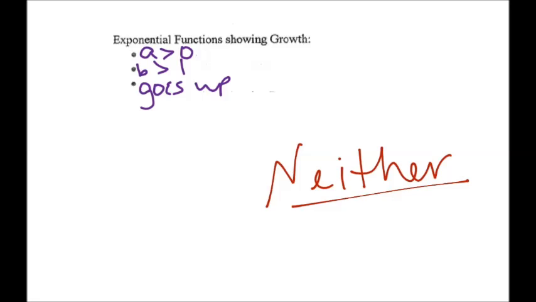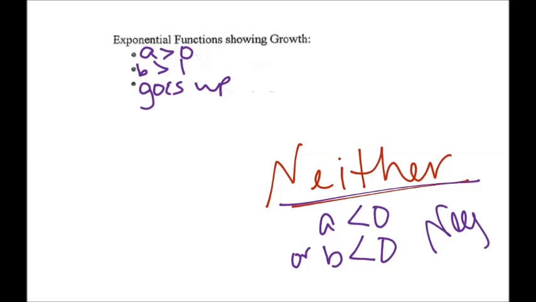Over to the right on your notes, there's just some white space. You need to add "neither" there. For the graph to be neither growth nor decay, if a is less than 0 or if b is less than 0. In other words, if a or b is negative, then it's neither growth nor decay.